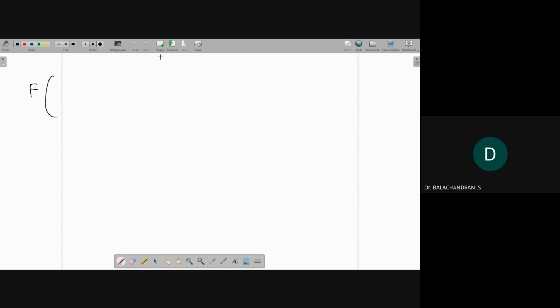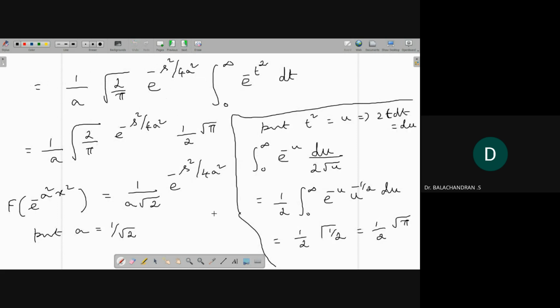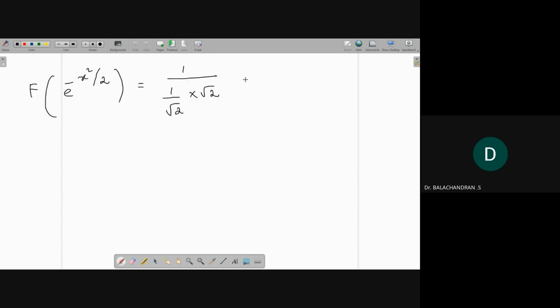So the Fourier transform of e power minus x square by 2 is equal to, here 1 by a is root 2, so 1 by root 2 into root 2, e power minus s square by 4a square. A equal to 1 by root 2, so a square is 1 by 2. So the left hand side is the Fourier transform of e power minus x square by 2. The root gets cancelled, and you get e power minus s square by 2.